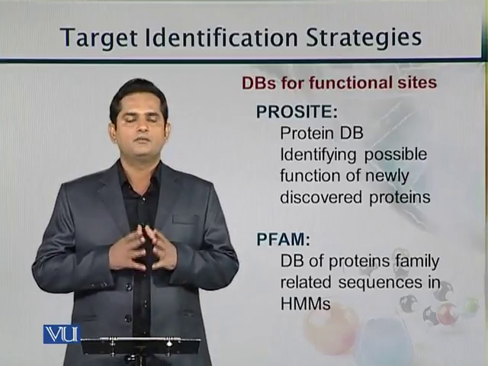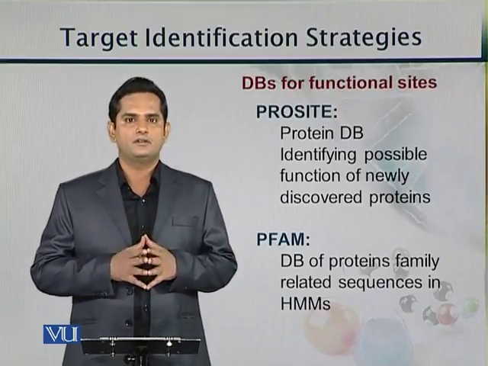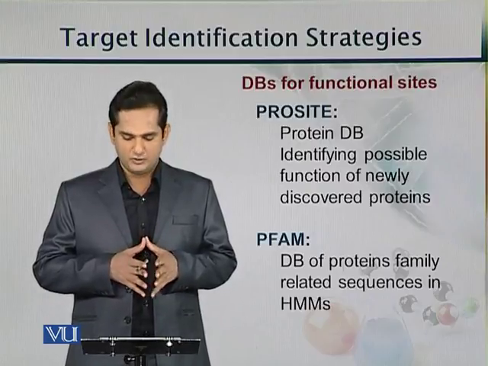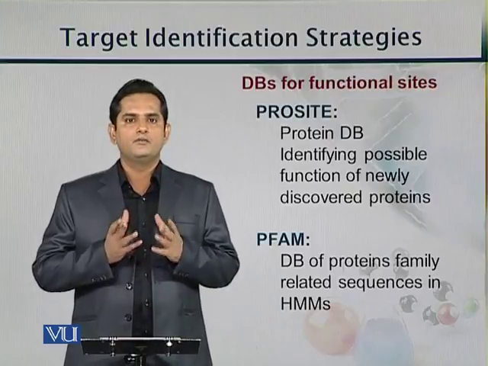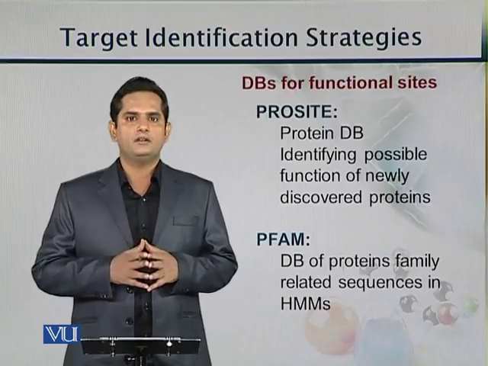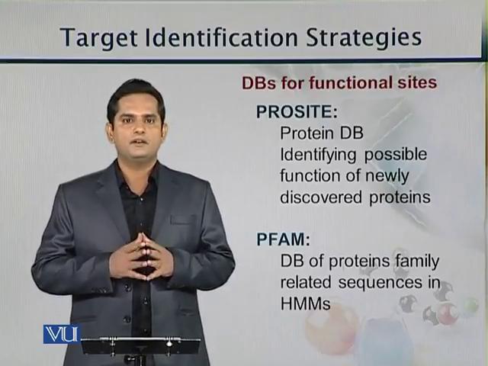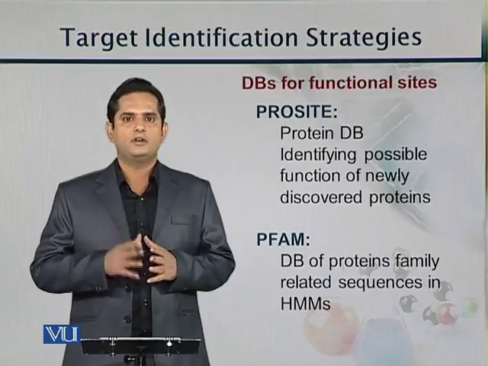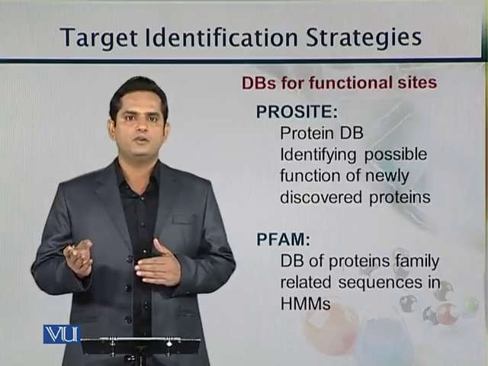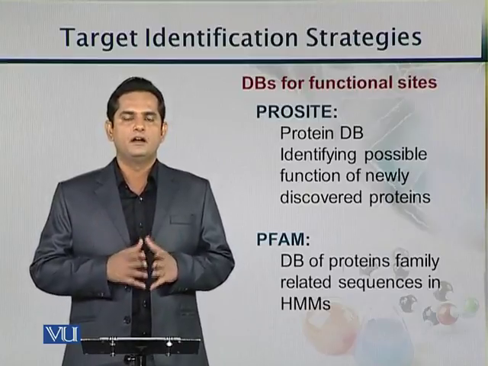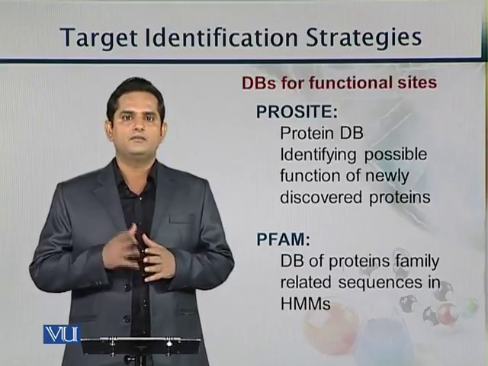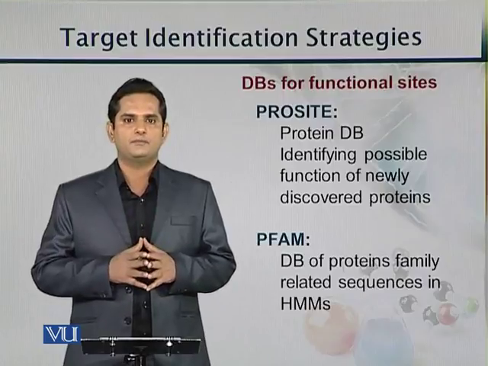For that purpose, we can get information from two databases. Number one is PROSITE. PROSITE is basically a protein database which is used for finding out functions of newly discovered proteins. And how does it do that? It has a list or details of previously defined proteins. Whenever a new protein comes, it tries to find the sequence alignment between the newly discovered protein and the already stored proteins. And if there is some match or comparison is okay, then it will say that this is part of the previous protein.